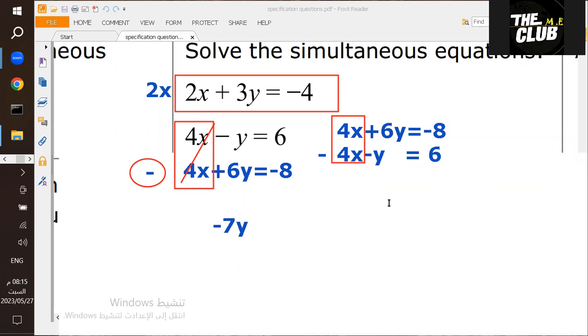Mister, when do we add them? We add them if they have different signs. If I had negative 4 in the original equation, it means we add to make them 0. But the rest is still subtraction. No, you always subtract anyway.